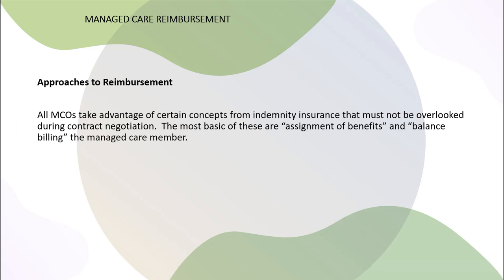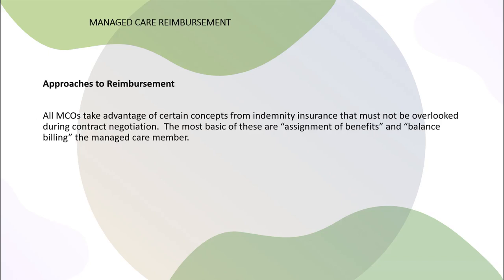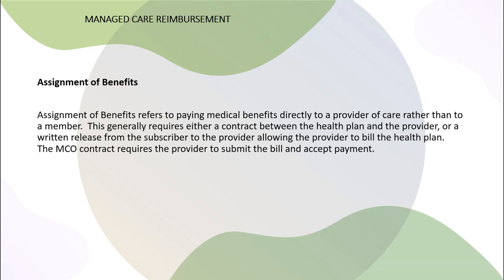Approaches to reimbursement. All MCOs take advantage of certain concepts from indemnity insurance that must not be overlooked during contract negotiation. The most basic of these are assignment of benefits and balance billing. The managed care member. Assignment of benefits refers to paying medical benefits directly to the provider of the care rather than to the member. This generally requires either a contract between the health plan and the provider or a written release from the subscriber to the provider allowing the provider to bill the health plan. The MCO contract requires the provider to submit the bill and accept payment.